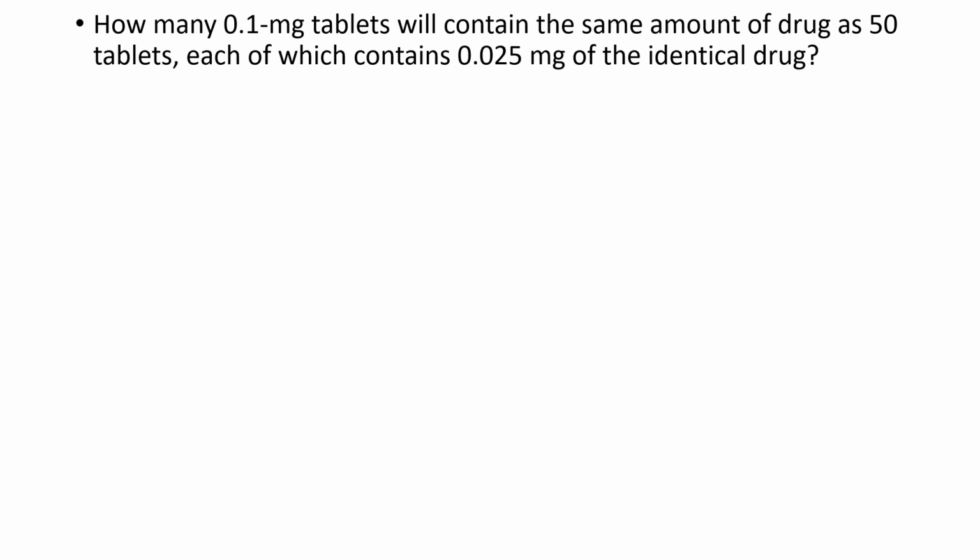How many 0.1 milligram tablets will contain the same amount of drug as 50 tablets, each of which contains 0.025 milligrams of the identical drug? So each tablet, the ratio is 0.025 milligrams per tablet. We will be equating it. How many 0.1 milligram tablets do we need to equate a single tablet? Oh, I see.